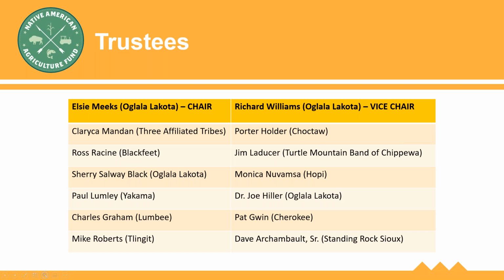This slide is about our trustees. Our chairwoman is Elsie Meeks, Oglala Lakota, and our vice chair is Richard Williams, also Oglala Lakota. Clarice Mandan is a former lead plaintiff, and she's from the Three Affiliated Tribes. Porter Holder is also a lead plaintiff, and he's from the Choctaw Nation. Ross Racine is Blackfeet, and Jim Lattiser is from Turtle Mountain Band of Chippewa. Sherry Selway Black is Oglala Lakota. Monica Navamasa is Hopi. I know I said that wrong, I'm sorry. Paul Lemley is Yakama. Dr. Joe Hiller is Oglala Lakota. Charles Graham is Lumbee. Pat Gwynn is Cherokee. Mike Roberts is Tlingit, and Dave Archambault Sr. is Standing Rock Sioux. Next.